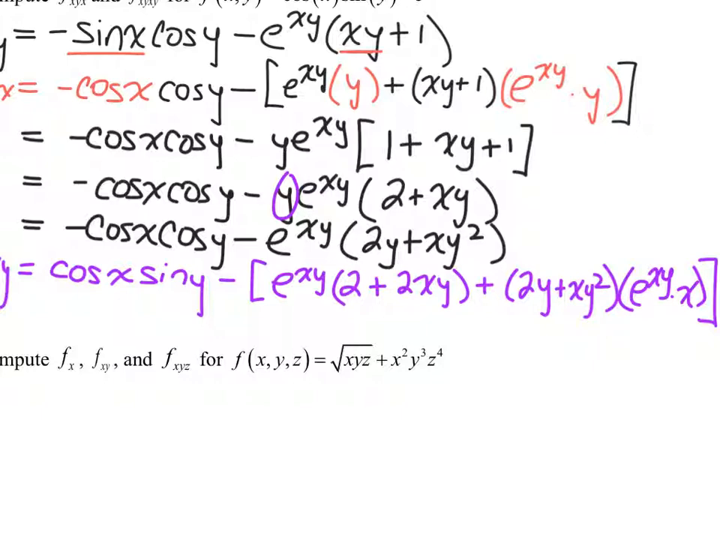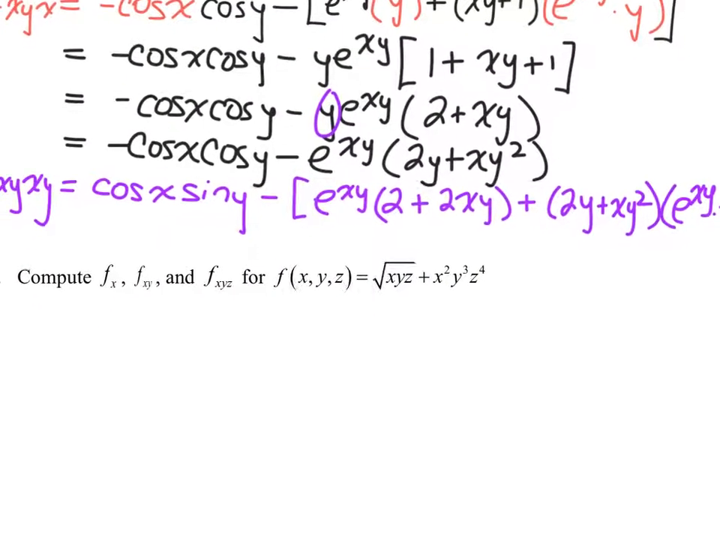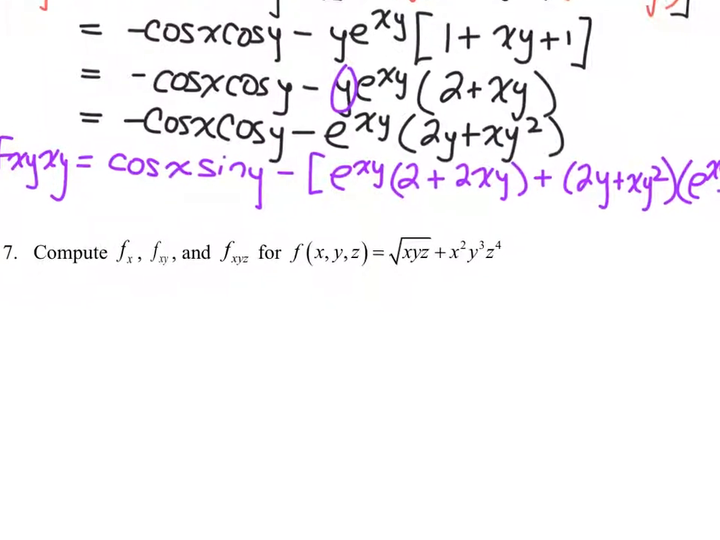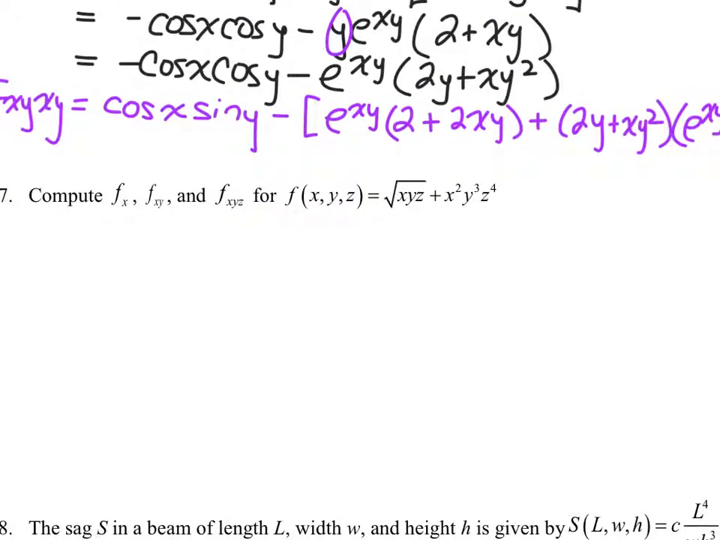The next one looks kind of funky, but in a lot of ways it's easier. So I'm going to rewrite it though first. I'm just going to write f. xyz to the 1/2 power plus x squared y cubed z to the 4th. And so I want to differentiate this with respect to x first. Then that result gets differentiated with respect to y, and so on. All right, so partial with respect to x.